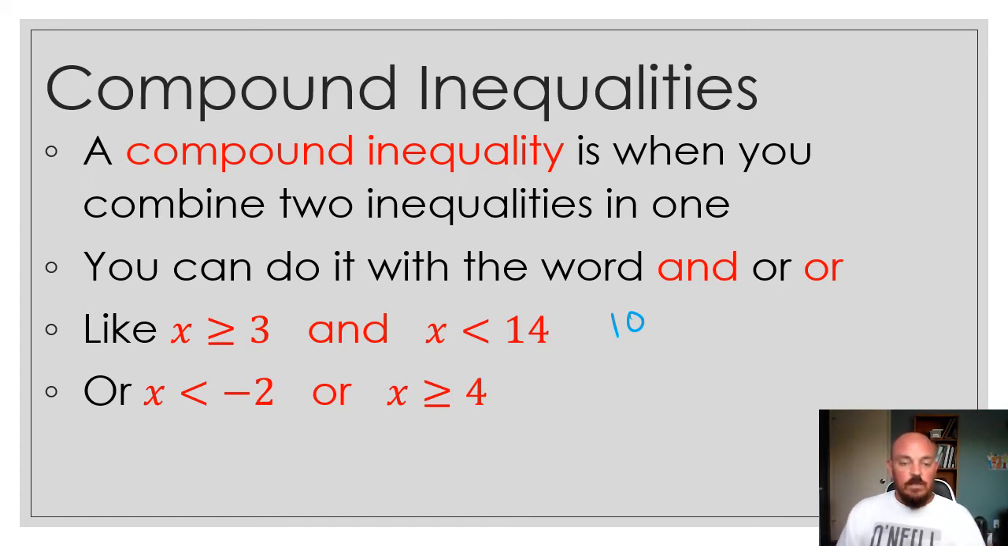But if you look at the second one, if I say x is less than -2, you have -3, -4, -10, -100, you have all these negative numbers, none of them can be greater than or equal to 4. So there is no one single number that's going to be both less than -2 and greater than or equal to 4. And that's why it was an "or" statement instead of an "and."